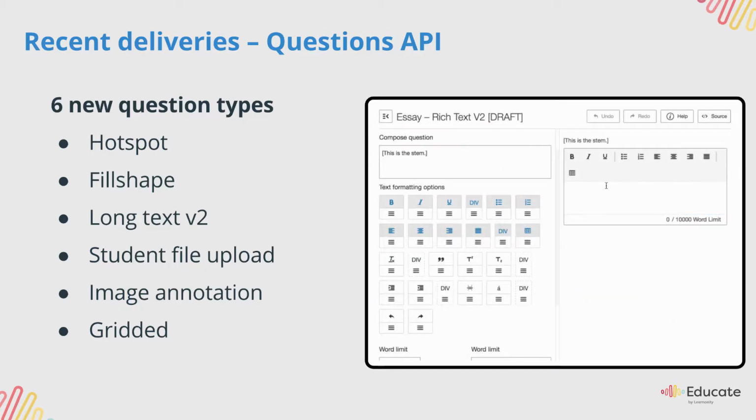Our long text V2 was quite an interesting one. We had many requests from a lot of you to allow your students to have access to more formatting options. So we introduced a user-facing rich text editor within our rich essay question type. So there's far more formatting options available to your students now, whether it's indentation, alignment, tables. And usefully, your authors can actually configure which options they want to be available to the student and in which order that they appear.